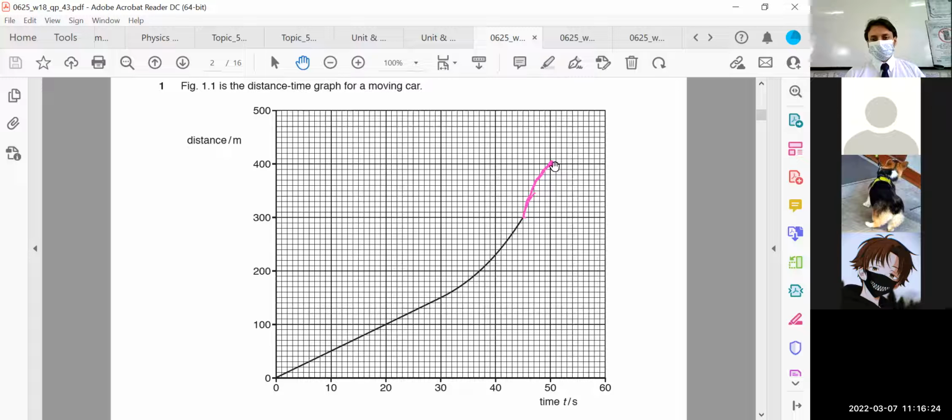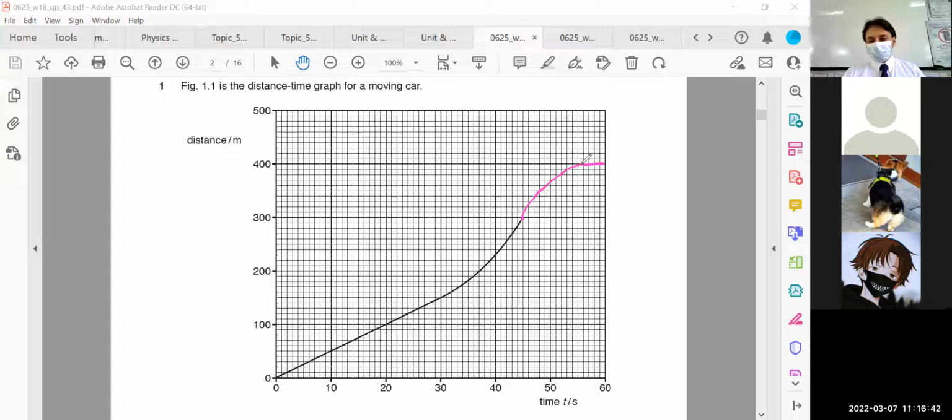I have to proceed this curve till 55 seconds, like this. And for the next 5 seconds, they said it remains stationary. Straight. So this will be a graph like this.